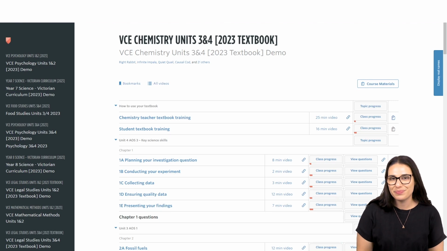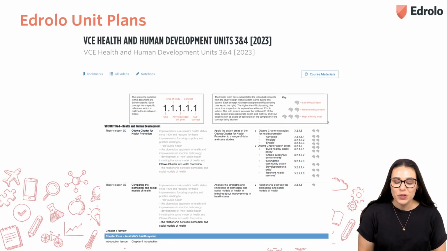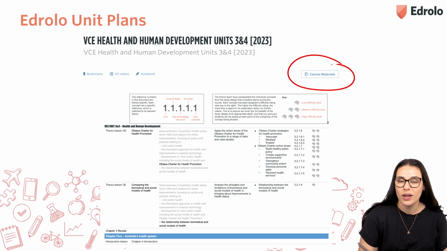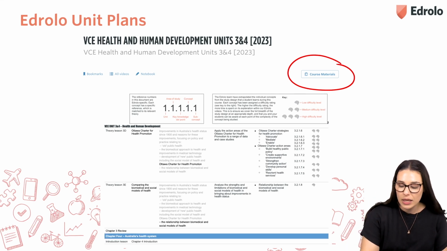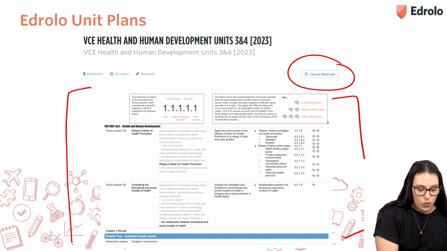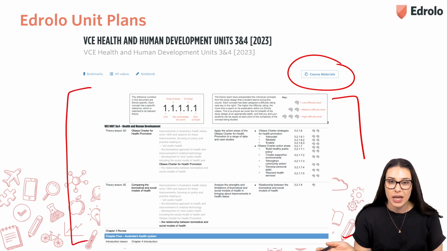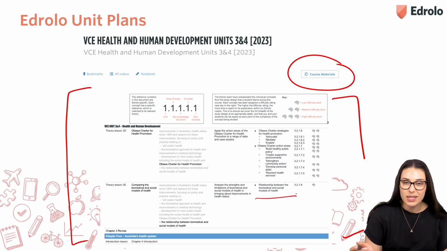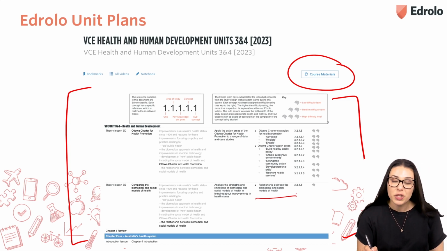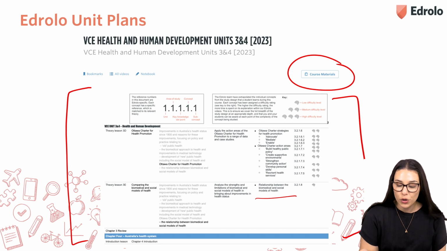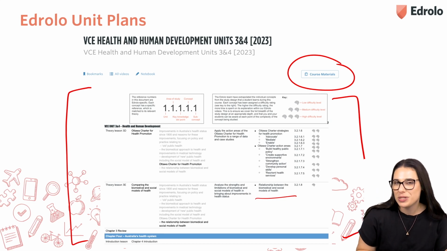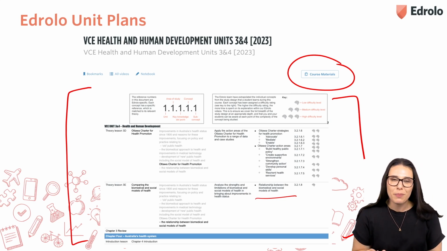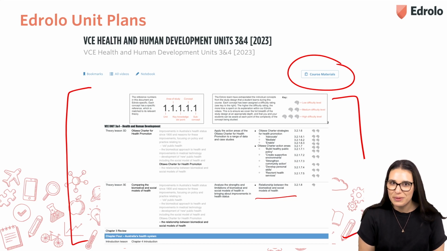All right, so once you're in your platform, you'll be able to see that in the top right-hand corner, there's a course materials button where you can download the Edrolo unit plans. Here, you will find your unit plan that's completely mapped to the VCAA study design, and you've got all the study design dot points here. So I would get my students to download this so that they've got their own copy that they can refer back to throughout the year. You could also print this off for your students to get them thinking more deeply about their learning and their progress throughout the year. Let's look at how.